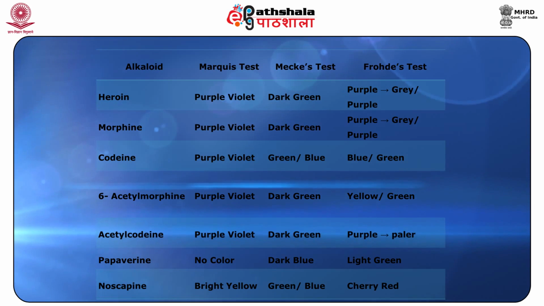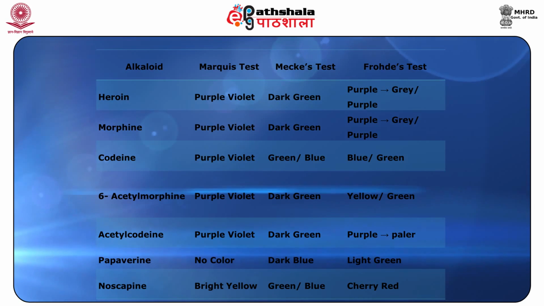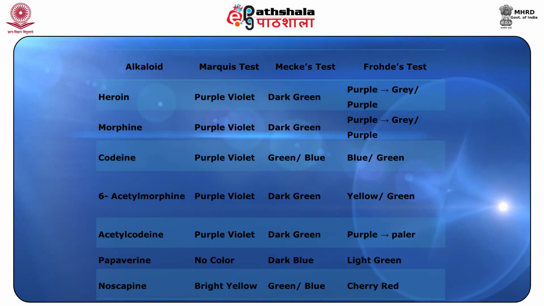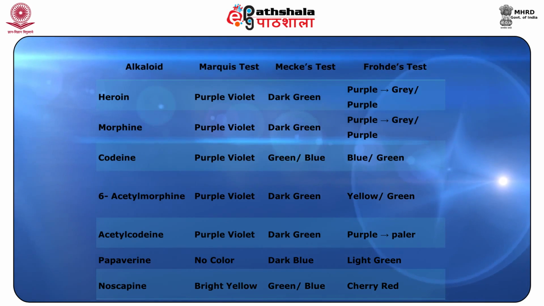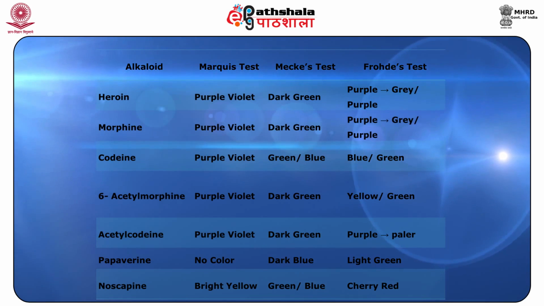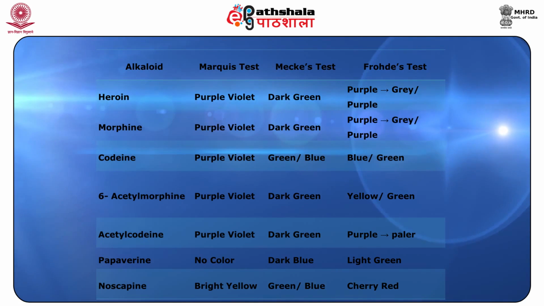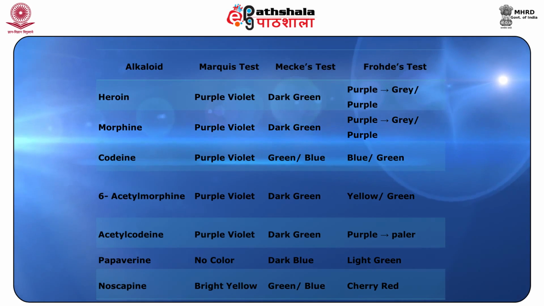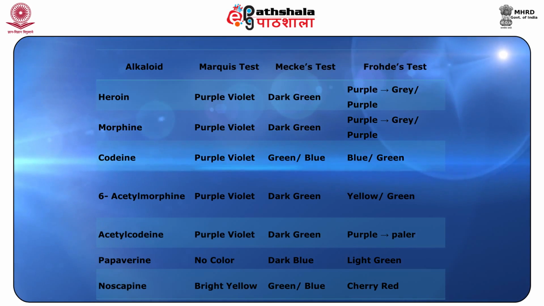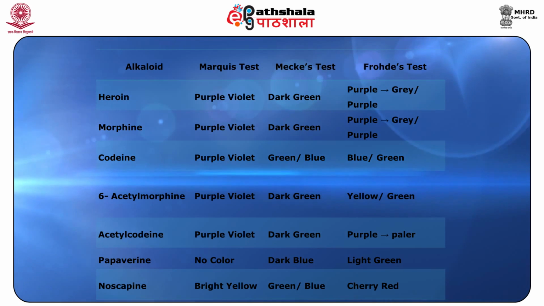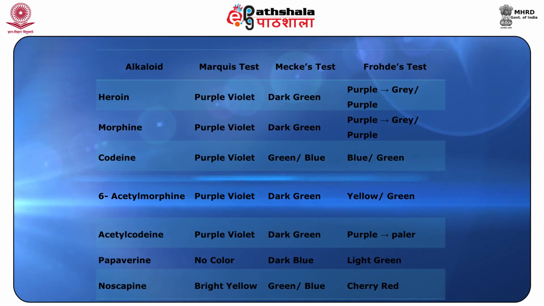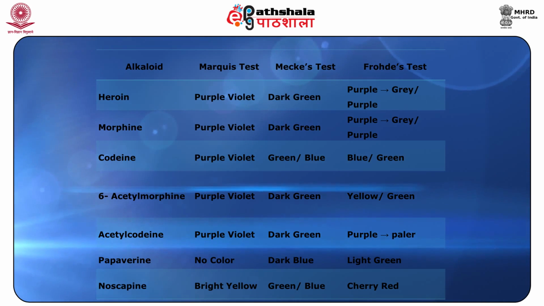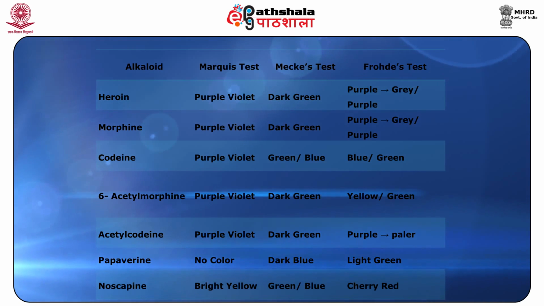In case of morphine, there will be purple-violet in case of Marquis test, dark green in case of Mecke's test and purple to grey purple in case of Faraday's test. In case of codeine, there will be purple or violet color in Marquis test, green or blue color in Mecke's test, and in Faraday's test it will be blue or green.